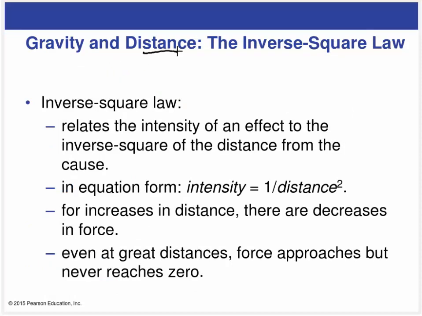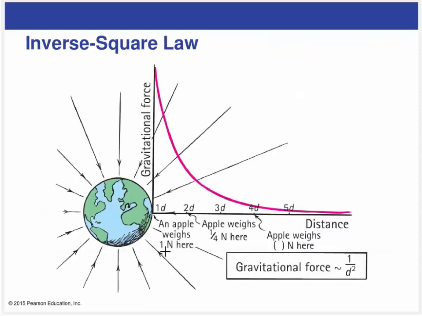Let's explore the distance aspect of it. The force went like 1 divided by the distance squared. And what that really says is if you have two objects and you increase the distance of separation, you're dividing by a larger number, so the force is going to go down, and it's not going to go down linearly, it's going to go down like distance squared. And the funny thing is even at very large distances, the force is going to get really, really close to zero, but it's never going to quite reach zero.